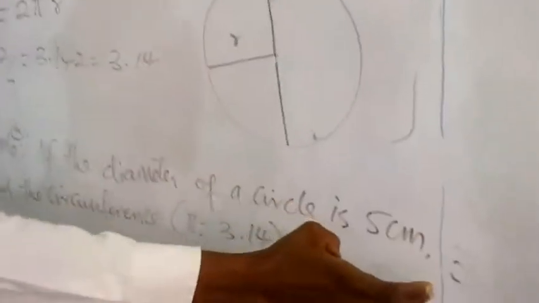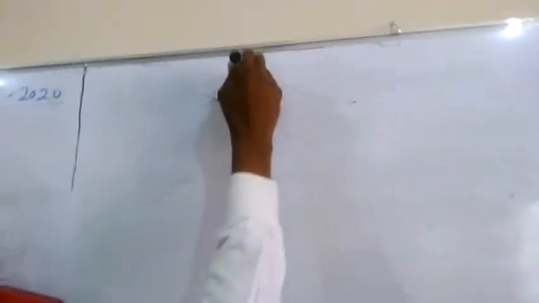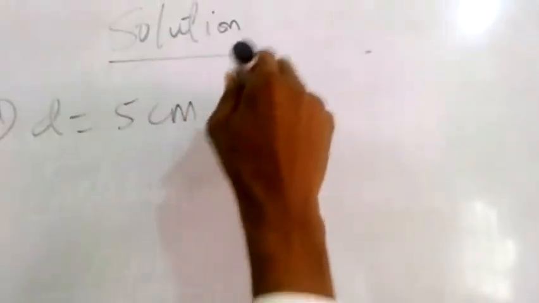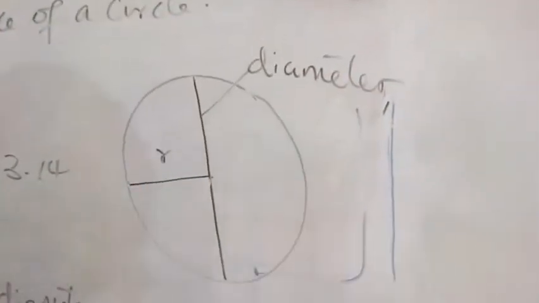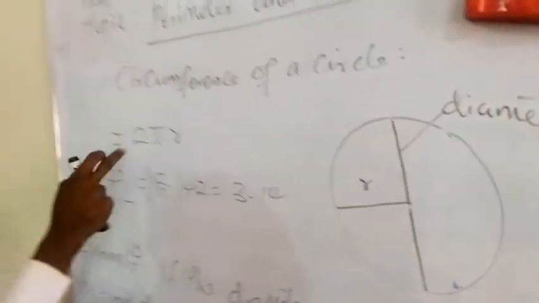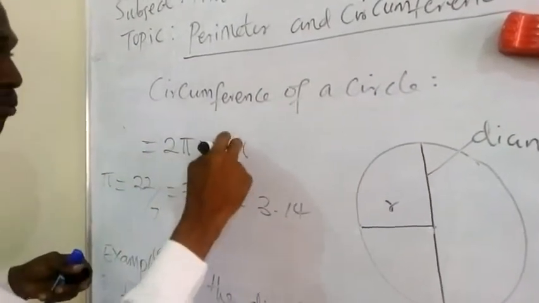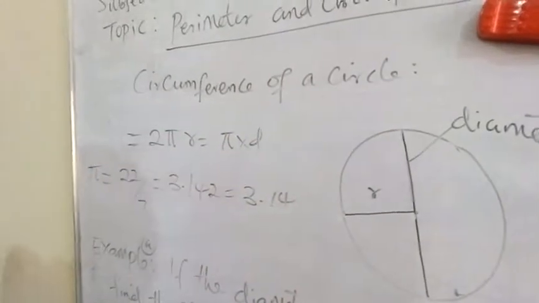So for the first one, the diameter of the circle is given, but its radius is not given. So you say diameter is 5 cm and pi is 3.14. I said earlier on that one diameter is equal to 2 radii. And the circumference of a circle is given as 2 pi r. Since 2 radii makes 1 diameter, you can also have pi times the diameter to the circumference of the circle.